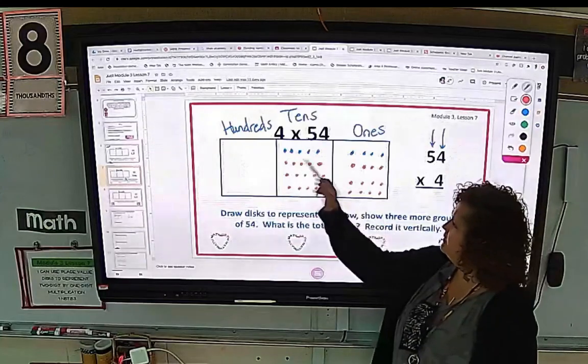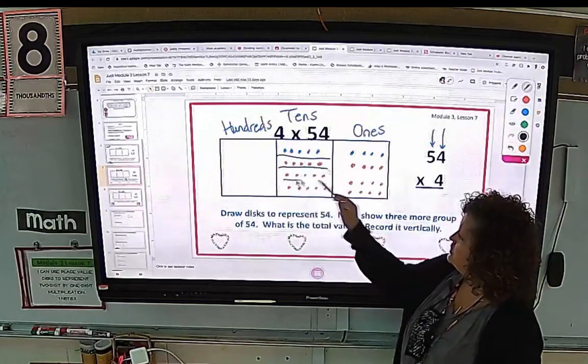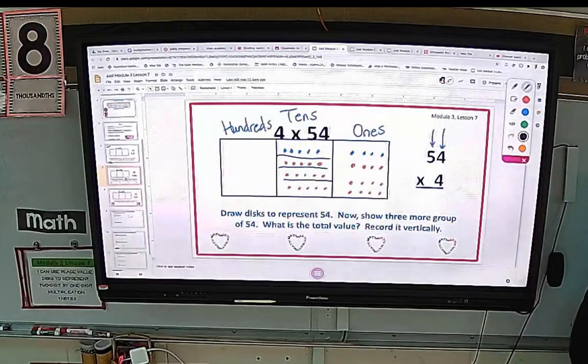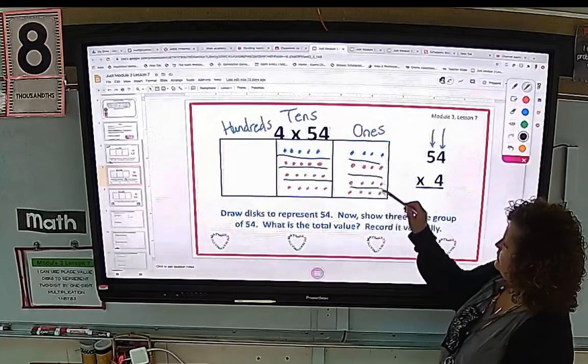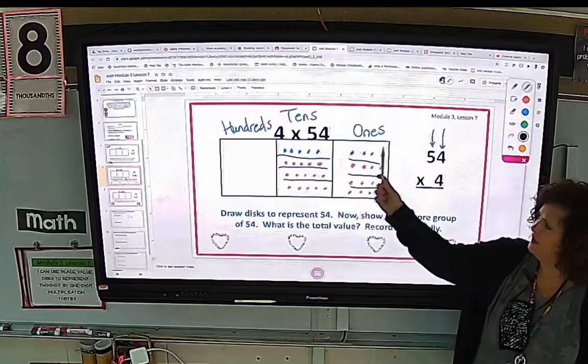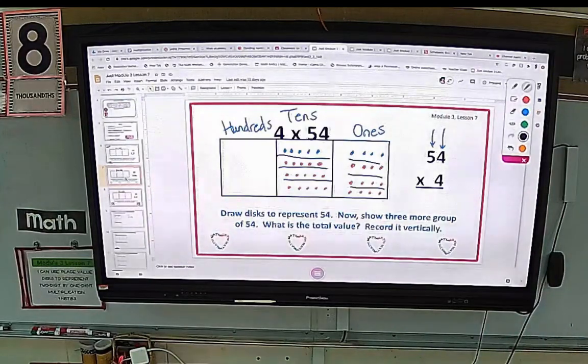If you need to separate them somehow, somebody had done this just to help. Some people just need that organization when they look at something, and that works too if you want to separate them. But as long as you can see that you have 4 groups of 5 here and 4 groups of 4 here. Now, this answer becomes a little more interesting because, whoa, we have a lot of dots in each of those places, and we cannot leave it like that.